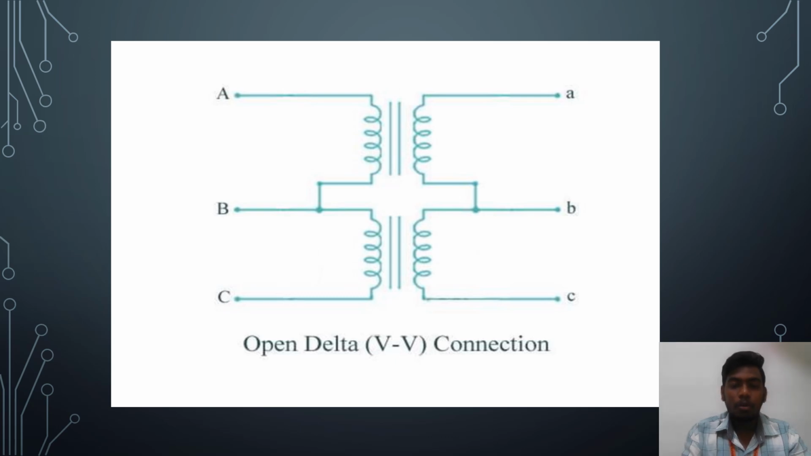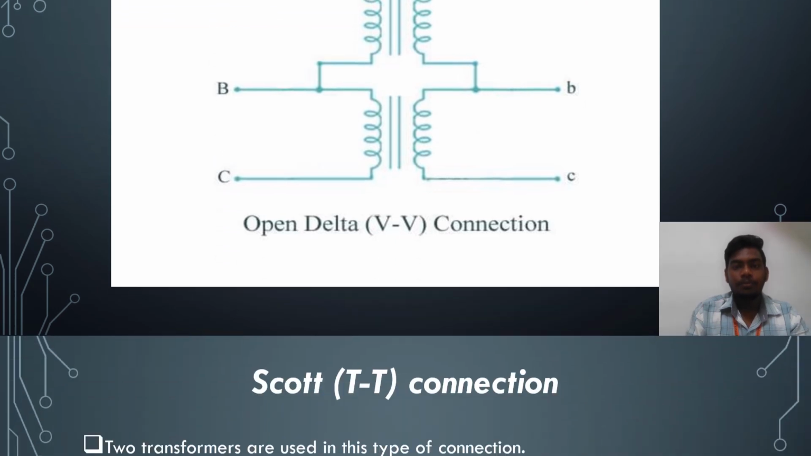This diagram shows the open delta connection. That is, one end of the primary winding is connected to the other end of the primary winding, and the secondary winding is connected in the same way.